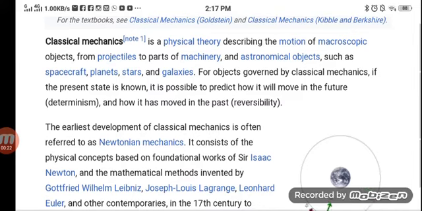For objects governed by classical mechanics, if the present state is known, it is possible to predict how it will move in the future. Determinism. And how it has moved in the past.